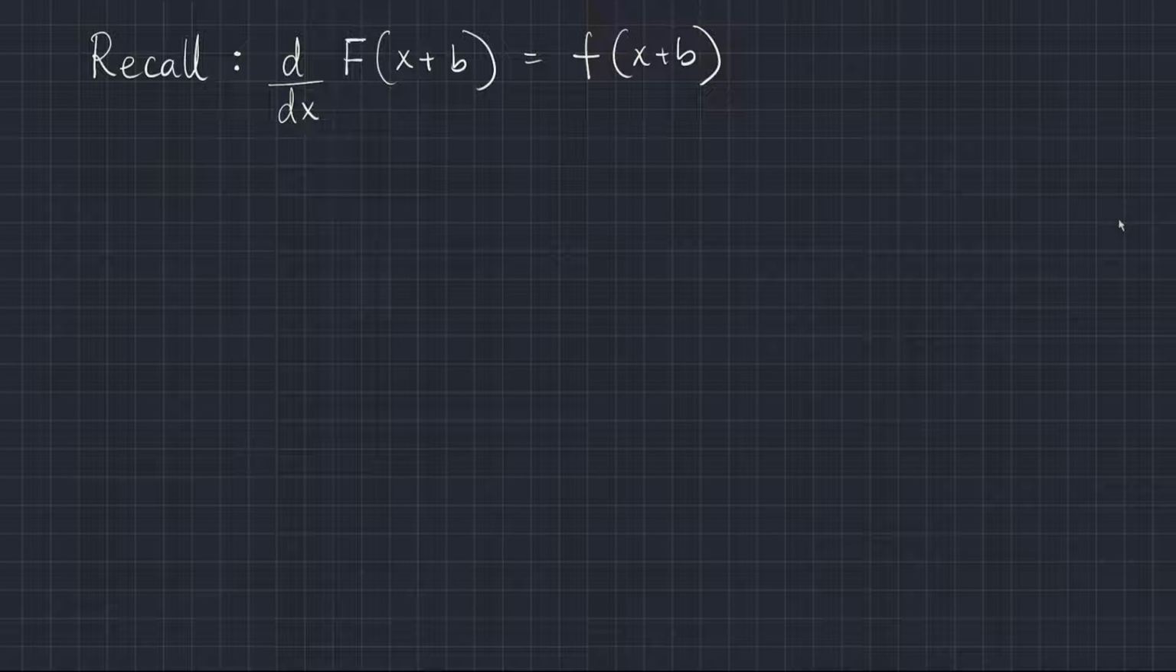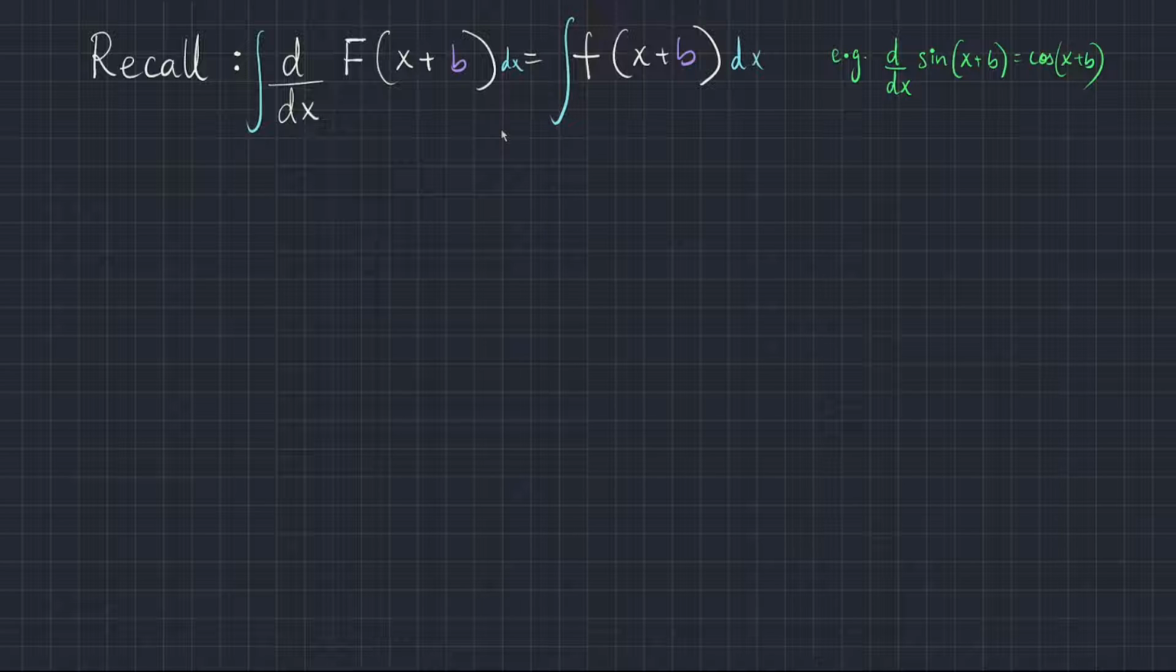You may also remember that the derivative of big F of x plus b is small f of x plus b. That is, when f has something added or subtracted to it, in this case we are calling it b, then it does not really affect the derivative. For example, the derivative of sine of x plus b is cosine of x plus b. Now we are going to integrate both sides and see what happens. As before, the integral cancels with the derivative on the left hand side, and we get F of x plus b equals the integral of small f of x plus b dx.